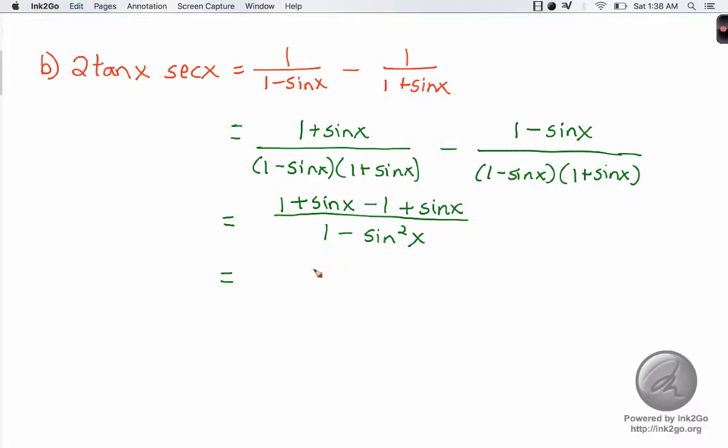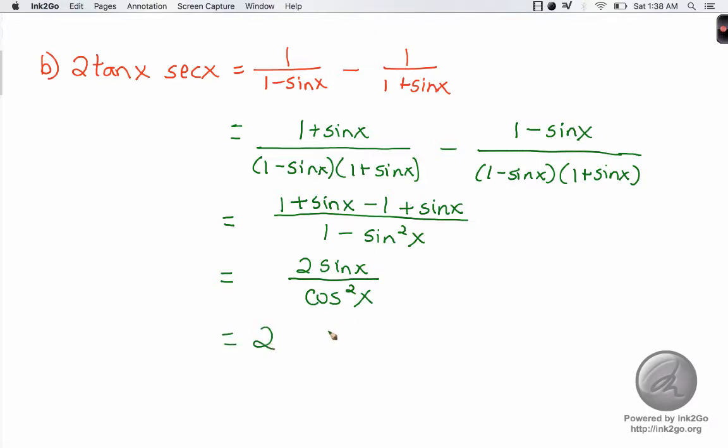Simplifying the top, we end up with 2 sine of x divided by, now looking at the bottom, I have 1 minus sine squared of x. If I rewrite my Pythagorean identity, sine squared of x plus cosine squared of x equals 1, I figured out that 1 minus sine squared of x is the same as cosine squared of x.